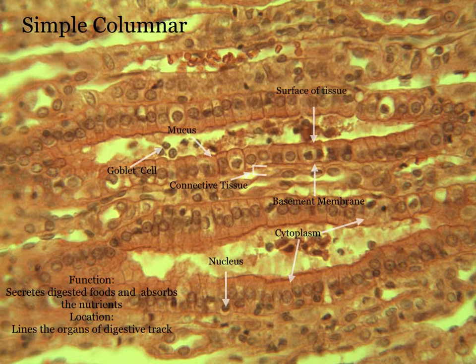Simple columnar cells secrete digestive fluids and absorb nutrients from digested foods. Goblet cells secrete a protective fluid called mucus onto the free surface of this tissue.